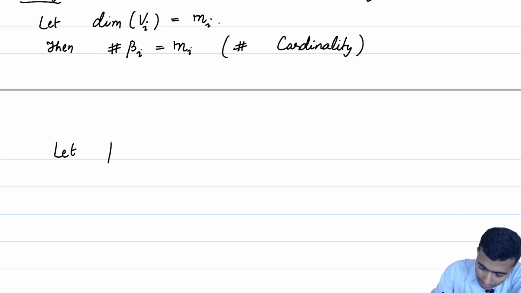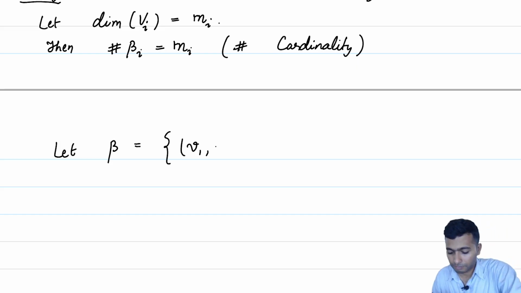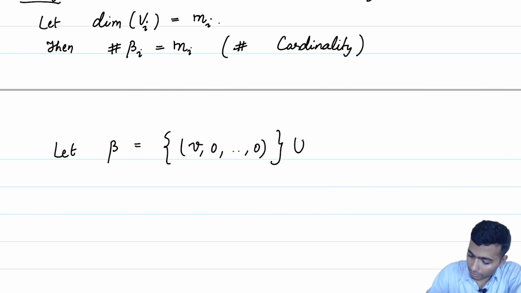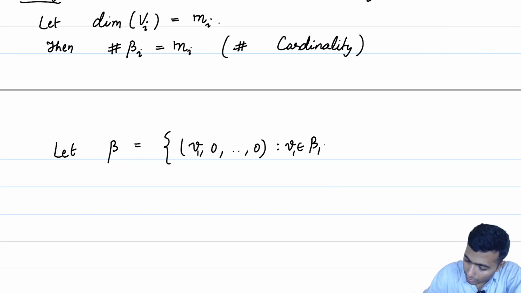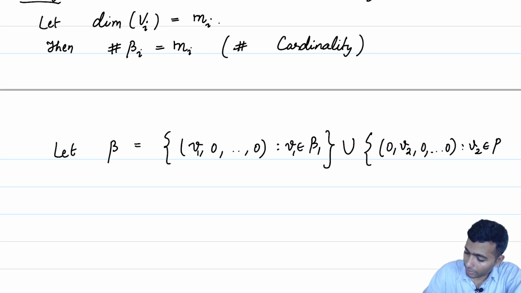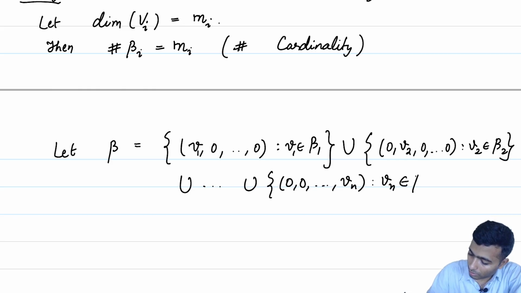Let beta be all the sets of this type: (v1, 0, 0, up to 0) such that v1 belongs to beta 1, union (0, v2, 0, up to 0) such that v2 belongs to beta 2, union up to (0, 0, up to vn), where vn belongs to beta n.